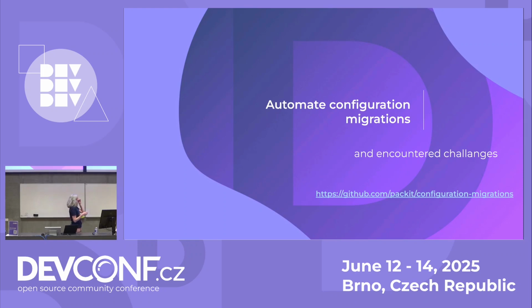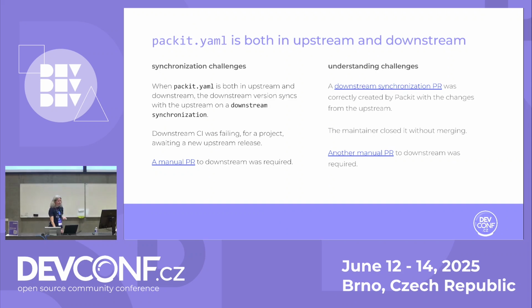And now I want to show you what challenges we faced after we went through this. The first challenge is that we have two Packit files. We have a Packit file in the upstream and a Packit file in the downstream. Not all projects are using both upstream and downstream. Many aren't, but for those that are, it's a bit tricky.